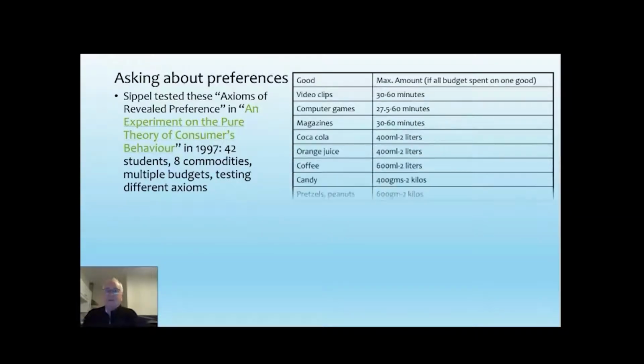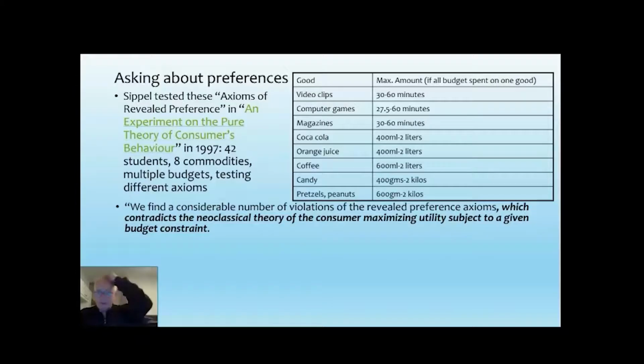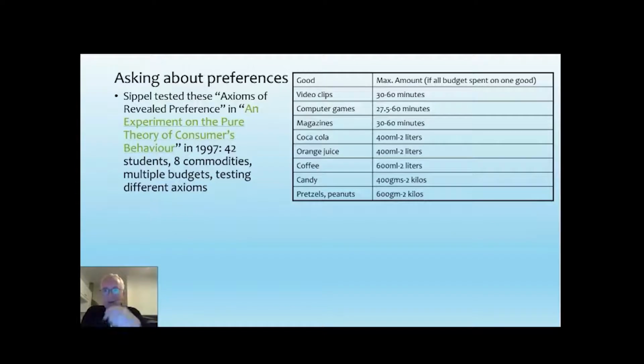So the goods that were being offered to the students were video clips. You know, watch 30 to 60 minutes of a video clip, play a computer game for much the same length of time, read a magazine, drink some Coke, orange juice, coffee, candy, pretzels and peanuts. And you were given a range of different combinations that you would apply of each of these. And Sippel actually said that students, when they were given the relative prices, the budget constraint they faced, and these various goods, would then choose the combination that they thought they would most enjoy.